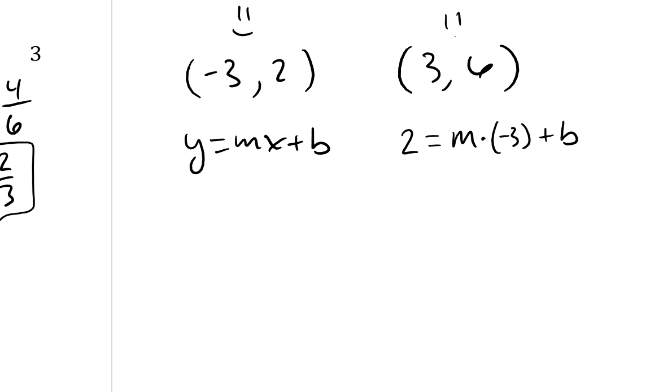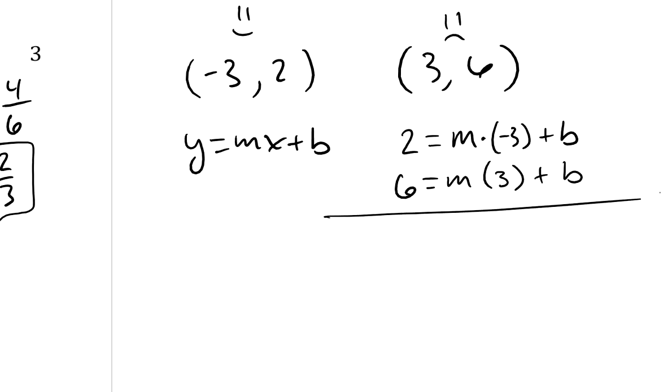Then if I use this other point and again plug those into that same equation, I get 6 equals m times a positive 3 and then plus b. What's nice about this is it's now a system of equations where my variables are the parameters of the line. So I have the opportunity to figure out what m and b are. And you can see that my m's are already opposite terms: one's negative 3m, the other one's positive 3m. So when I combine these and use elimination, the m's are gone.